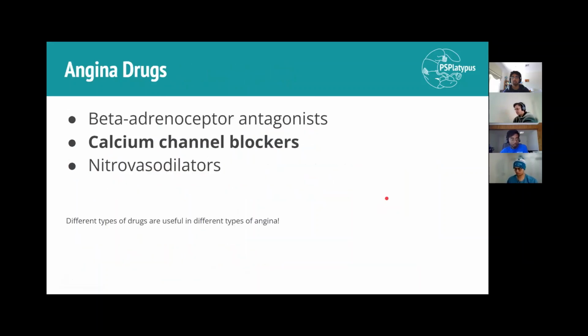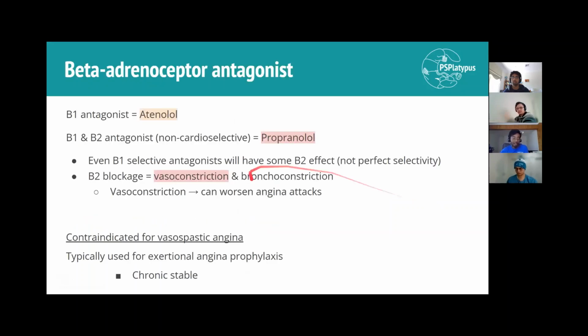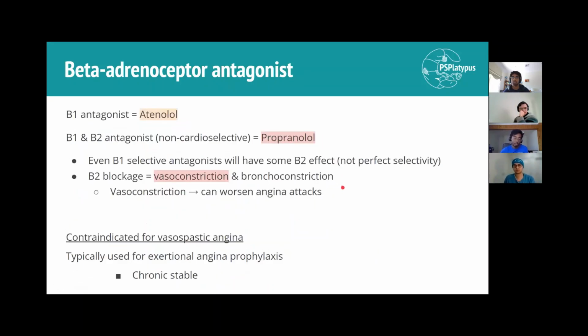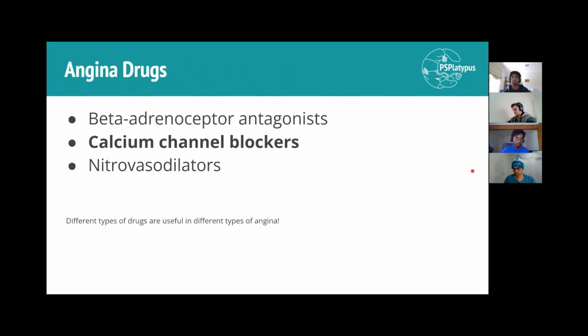Actually, wait, I just want to address this part for a second. So I talked about how beta-2 blocking leads to bronchoconstriction, but it can actually also lead to vasoconstriction, which we definitely don't want, because that will decrease the blood supply to the heart, which is why we don't want to use it in vasospastic angina, because that has a sudden decrease in perfusion. So beta-1 really just reduces metabolic demand as the main function, rather than vasodilation.